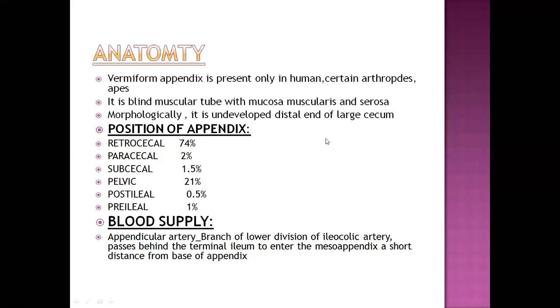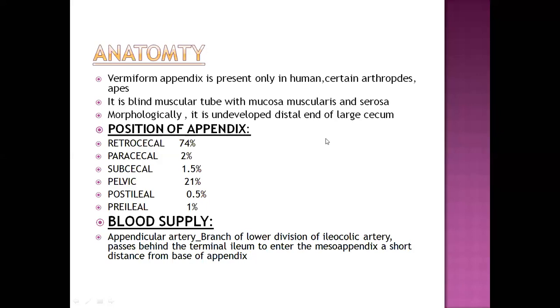of the ileocolic artery, and passes behind the terminal ileum to enter the mesoappendix a short distance from the base of the appendix. During surgery, if you see the appendicular artery or the mesentery of the appendix, it varies in thickness. In children, in pediatric patients, these are thin vessels, and in obese patients you cannot actually see the vessel clearly. It is embedded or covered by the fat layers. It is an end artery.